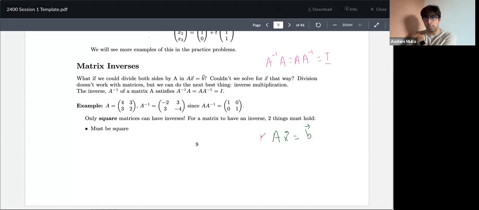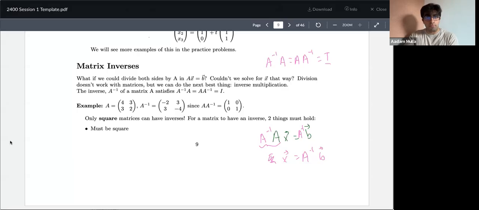So if we multiply by A inverse on the left here, we should get that A inverse times A becomes the identity, so pretty much like 1 in the case of the matrix. And then we'll get that x equals A inverse b. Okay, so that's our second way of solving it. We just have to figure out how we find this A inverse.